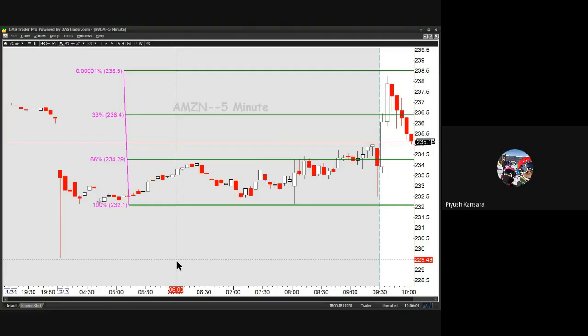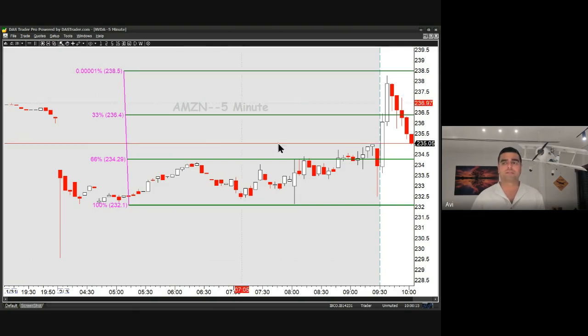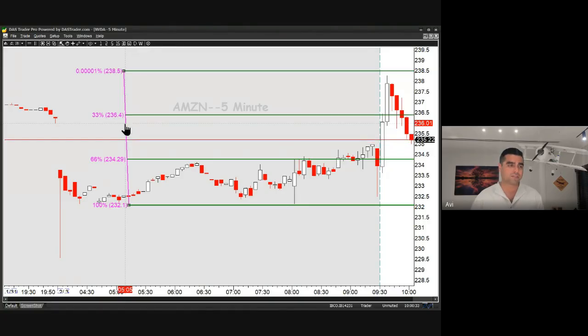Hey, Avi, I know you've done this before, but can you go over how you put the fib lines on your DAS chart? Yeah. So we just have Amazon. You go to the drop-down menu with the tools and click on Fib line, and that pops up this tool. When you right-click on the tool, you get the option to configure it. You just click Configure, and you can change the numbers here. That's all I've done.